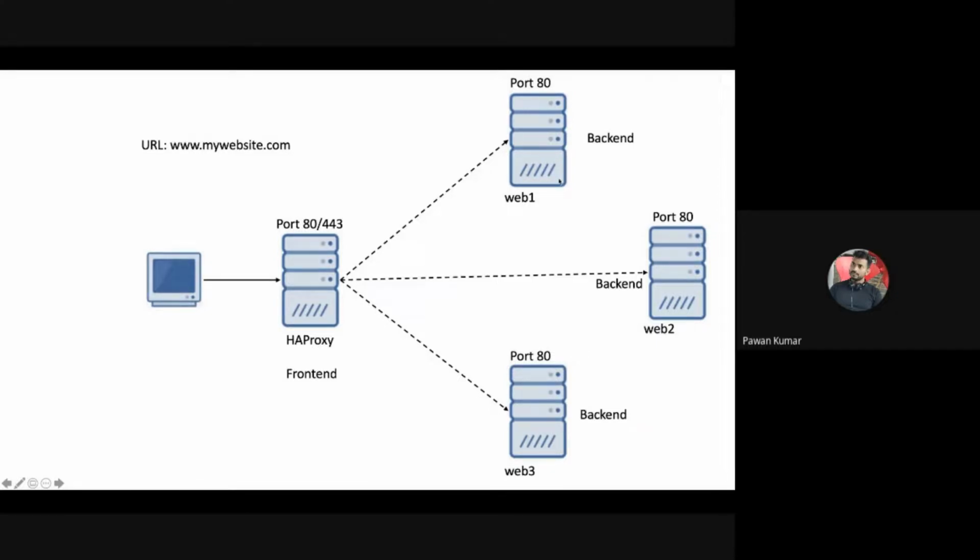What I'm trying to say is that the front end is this server, and the real application is hosted on these servers. We need to tell HAProxy that these are the backend servers. Whenever a request comes for the website mywebsite.com, please direct it to these servers. So the request will be redirected. Any questions from this diagram?